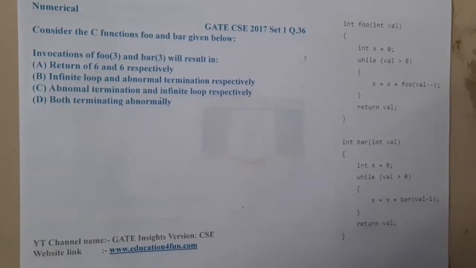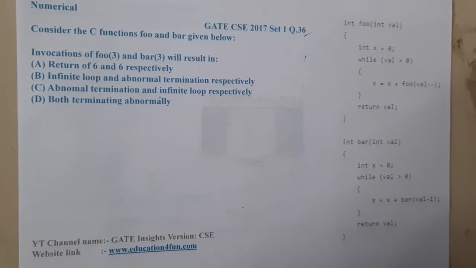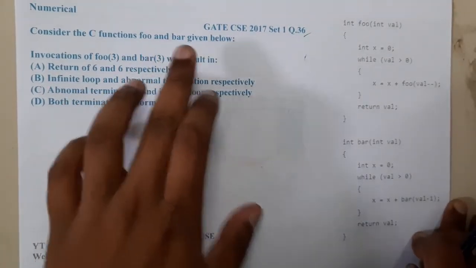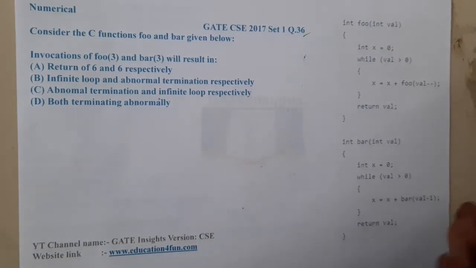In this lecture, let us go through the next question. This question belongs to GATE CSE 2017 set 1 question 36. The question is: consider the C functions foo and bar given below. The invocations are foo(3) and bar(3). What will be the result?